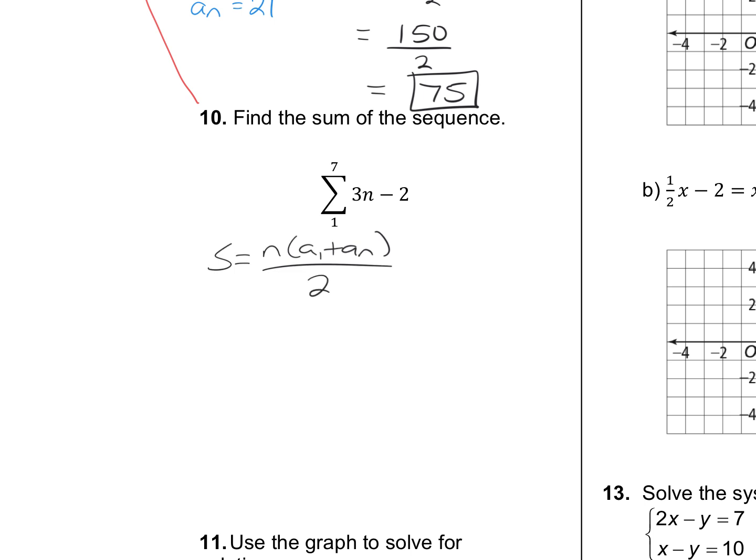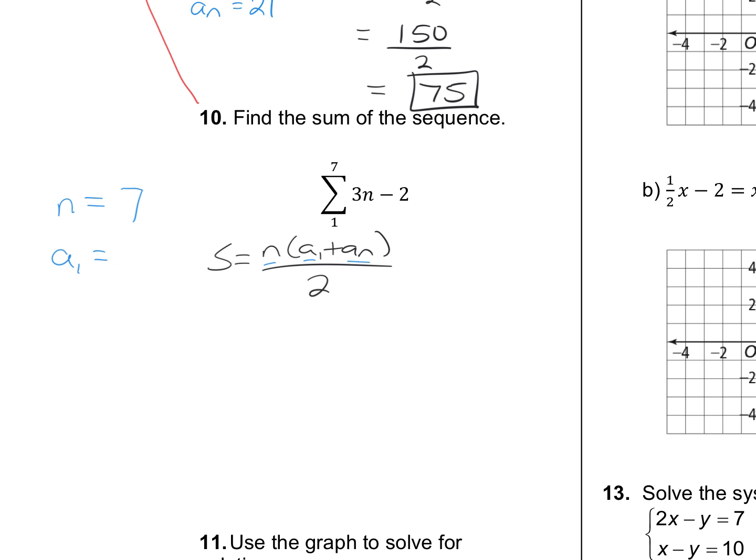So we need to find n, a1, and an. N stands for number of terms. How many terms are there? 7. Where'd you get that from? Yep, number of terms comes from that top number. Okay. A1, what does that stand for?